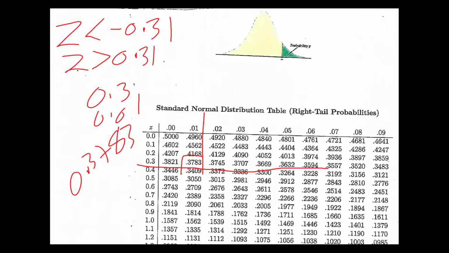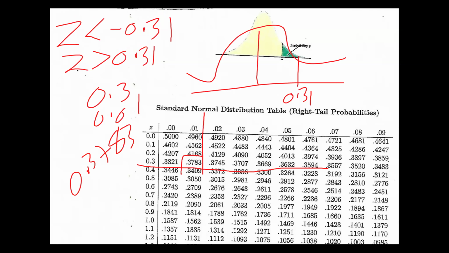0.3783. This probability is where? Is it after 0.31? It's this side, correct? Yes. Is this hard? No, it's not.